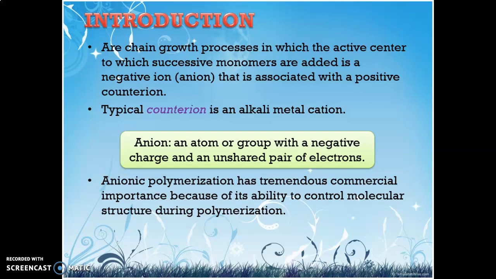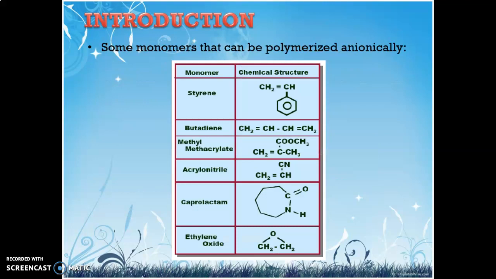And ionic polymerization has tremendous commercial importance because of its ability to control molecular structure during polymerization. These are some monomers that can be polymerized ionically. This is ethylene oxide, or a structure with an epoxide group.